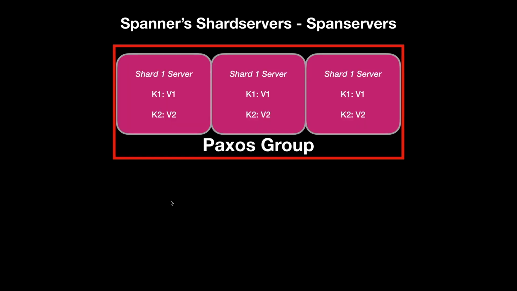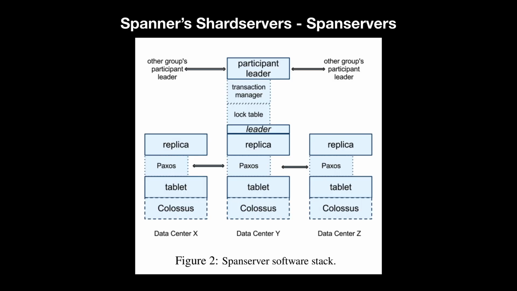Before we do that, let's take a quick look at how Spanner represents these shard servers, which it refers to as spanservers. So spanservers store the data of Spanner. They store those key-value mappings in a data structure known as a tablet, which is just a large bag of these mappings. A tablet is a large shard of the entire key space, so it does not store the entire key space. These tablets themselves are stored on top of a distributed file system known as Colossus, which is the successor to the Google File System.